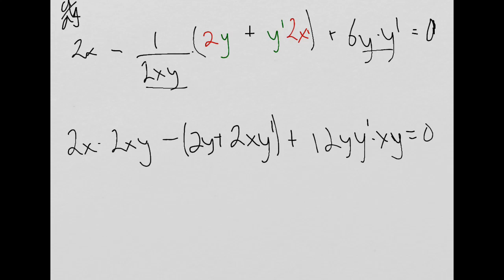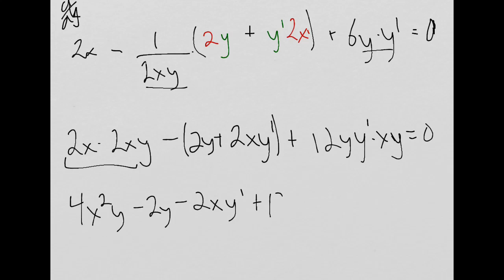So now I'm going to kind of simplify each of these little terms. What I mean by that is, like, these 2 are being multiplied, and there's clearly an x squared, and the 2 times 2 gives me 4. So I get 4x squared y, and I like to go x's first, then y's. Minus 2y, minus 2x y prime, plus I get 12. There's only one x. There's a y squared, and then a y prime, and that's equal to 0.